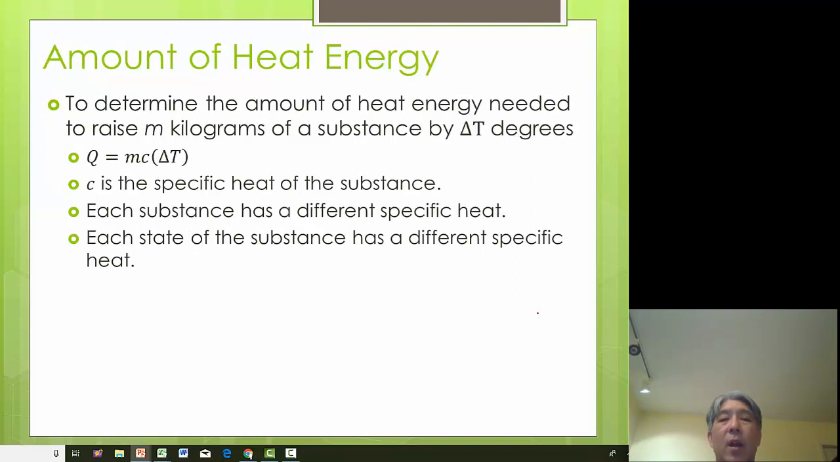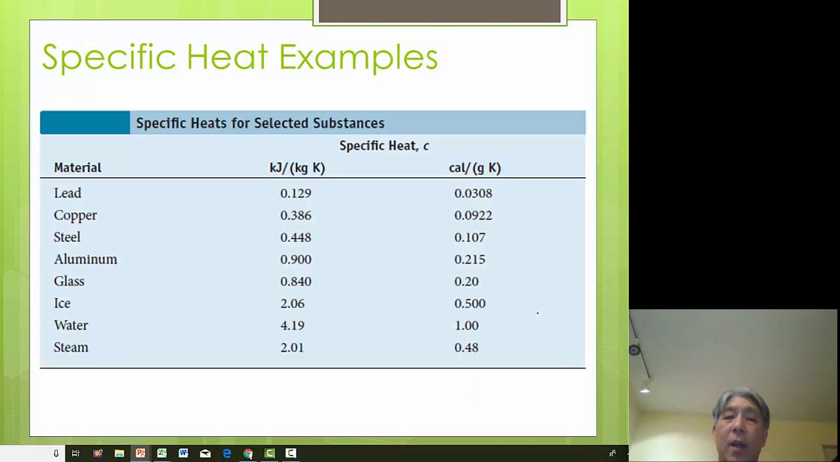Okay, and to do that, to calculate the amount of heat energy, we use the MCAT formula that I talked about last lecture. Okay, that Q, again, Q represents heat energy, and that's going to equal the mass of the substance, C is the specific heat, and delta T is how much the substance has changed temperature, or T final minus T initial. Okay, so here's some examples of specific heat.